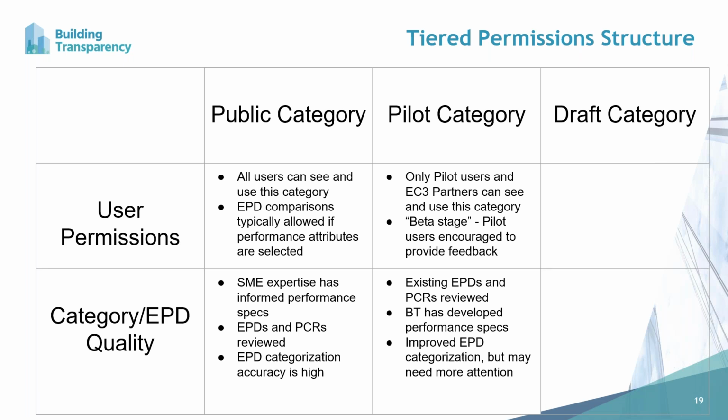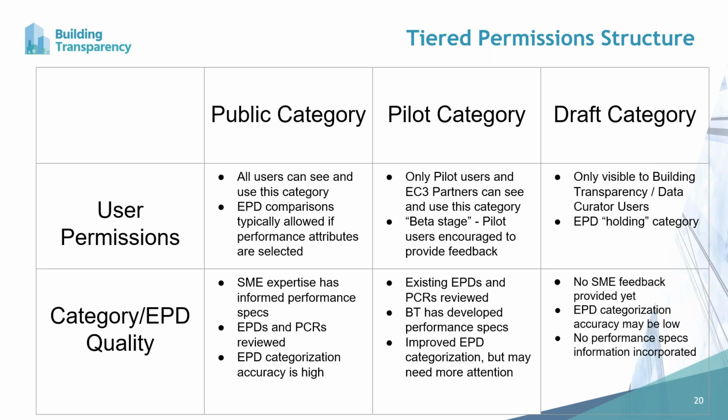In terms of category and quality, that means that we've done an internal review of EPDs and PCRs, like the public category, but it's potentially that just Building Transparency has developed the performance specs, and we still need that SME expertise. We may have improved category accuracy of the categorization of EPDs, but it may also need some more feedback and more attention. And then I'll just highlight draft category is really only visible to Building Transparency and data curator users.